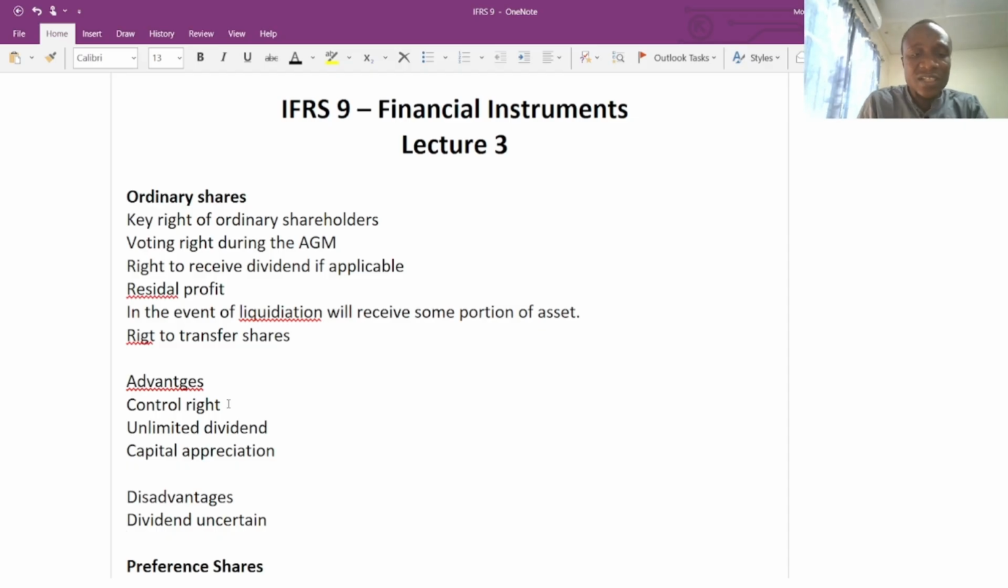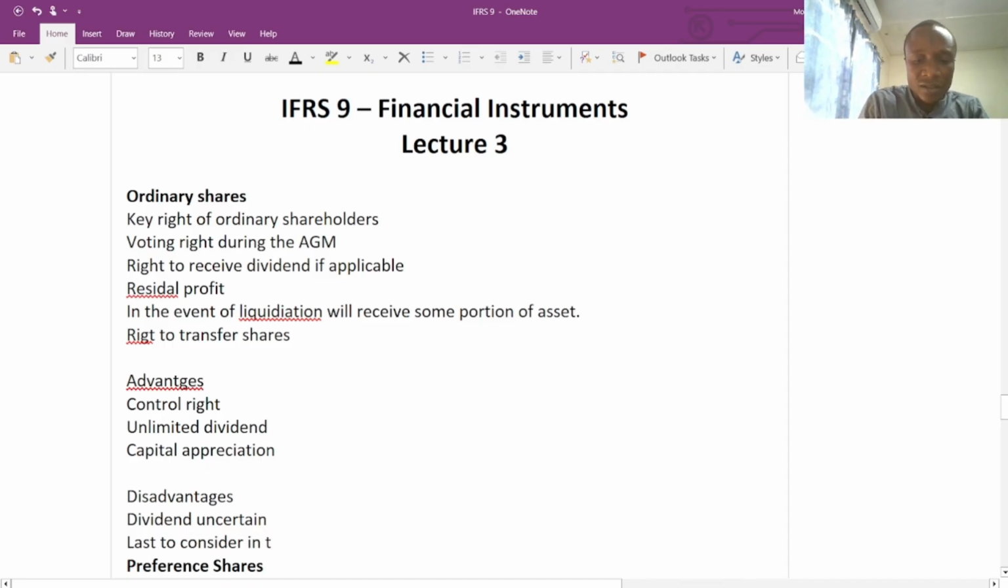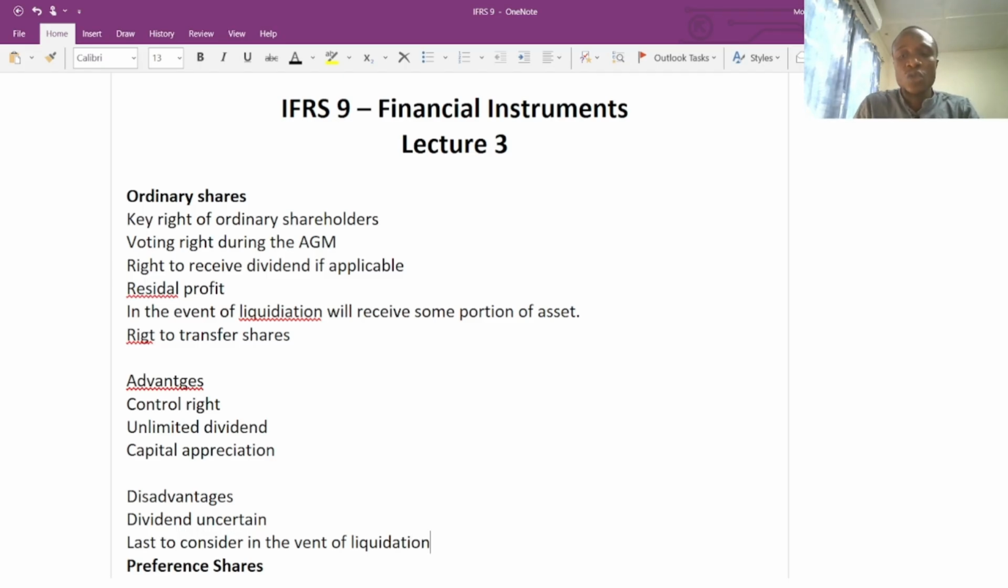Then also another disadvantage, in the event of liquidation, the ordinary shareholder will be the last to consider for settlement. In the event of liquidation, they will be the last shareholders to consider.